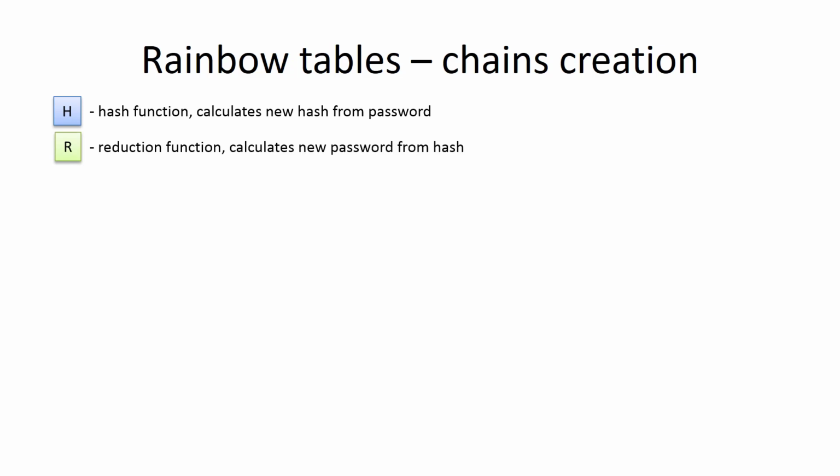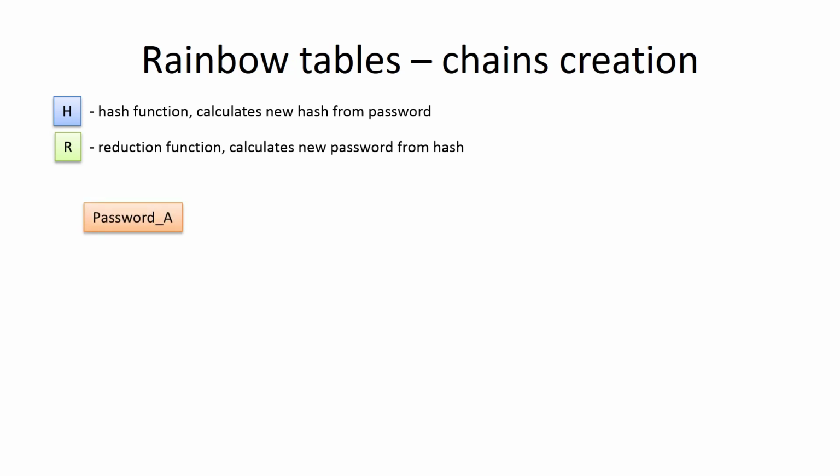Let's see how these chains look. To create the chains, we need two functions. It's a hash function, which calculates the hash from the password, and a reduction function, which is used to calculate a new password from the hash. Please note that the reduction function does not restore the initial password, it just creates a new one.